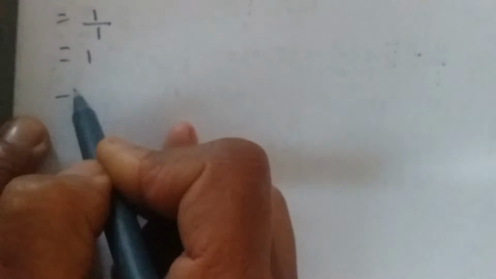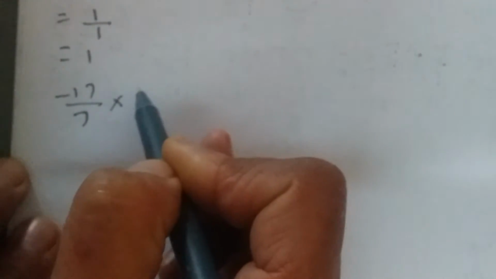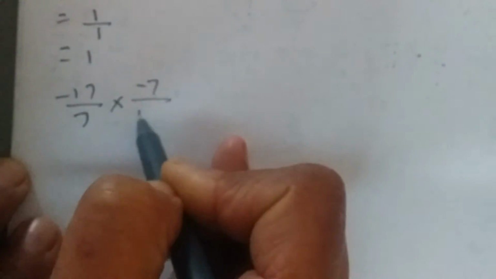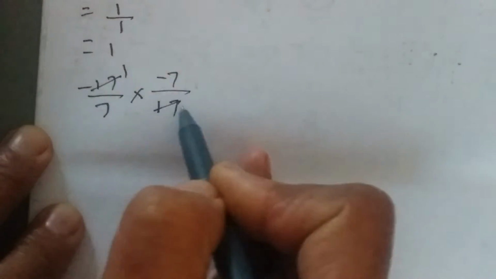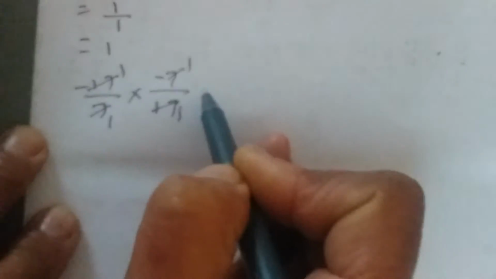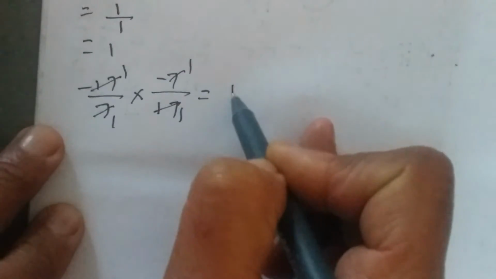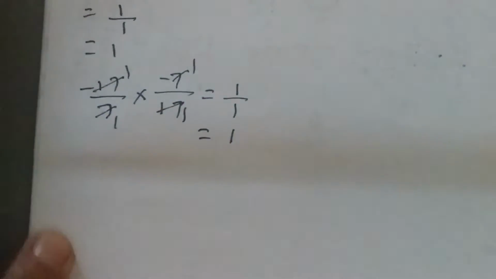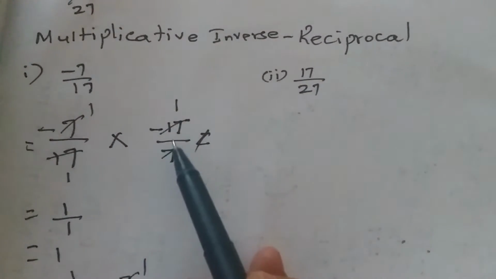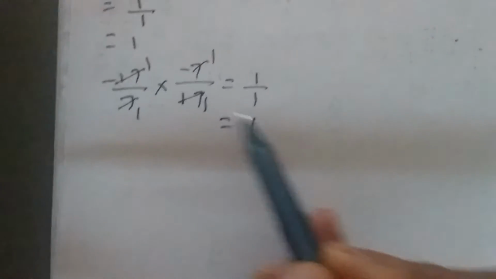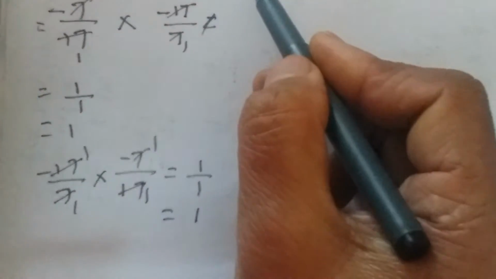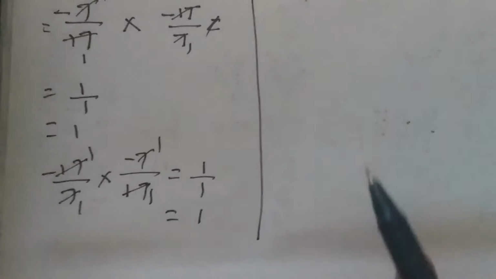Now we'll check the multiplicative inverse times the given number. The multiplicative inverse is minus 17 by 7 and the given number is minus 7 by 17. Cancel: 17 ones are 17, 7 ones are 7. Minus into minus is plus, 1 by 1, and 1 by 1 is 1. So whether you multiply the given number by its multiplicative inverse or the multiplicative inverse by the number, the answer is 1. So the multiplicative inverse property is true for the first number.